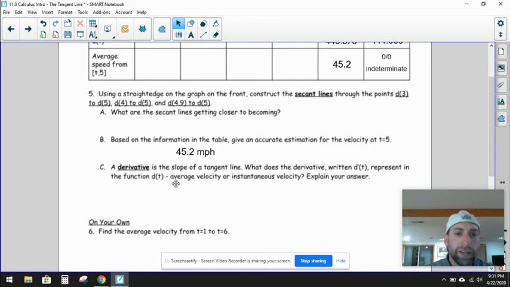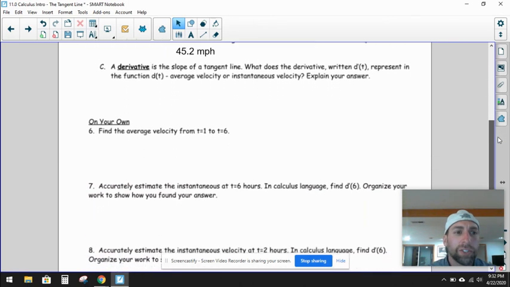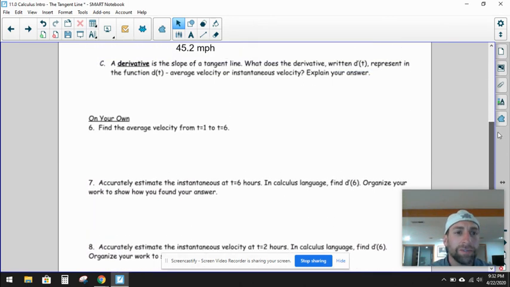So at d prime, that's saying my derivative. What does it represent? Is it average velocity or instantaneous velocity? Well, the answer is instantaneous velocity, because we're getting closer and closer and closer to 1 point. We're trying to find the velocity at exactly 1 point. So that's the answer to that one. All right. Now that kind of concludes the notes part. I want you to try 6, 7, and 8 on your own.